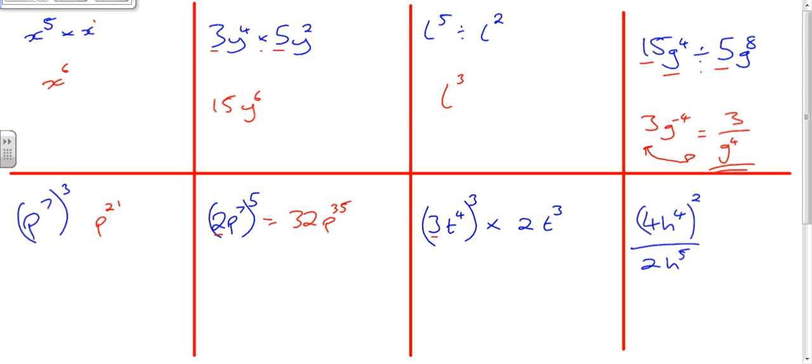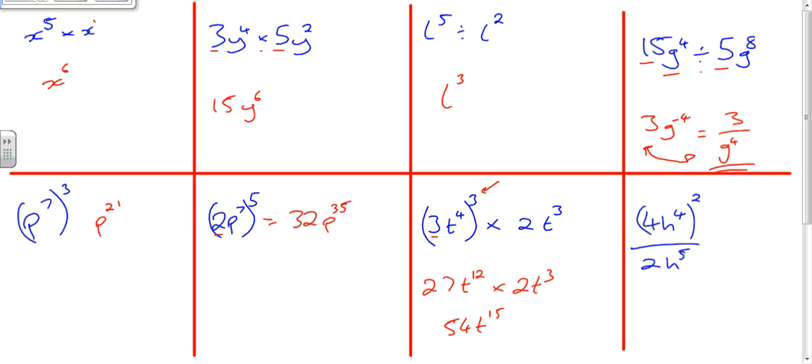Next one, we deal with this number first. So it's going to be 3 to the power of 3. So that's 3, 9, 27. And we multiply the powers together, so that's going to be t to the power of 12. Times by 2t cubed. 27 times 2 is 54. And then we add the powers. That's going to be t to the power of 15.